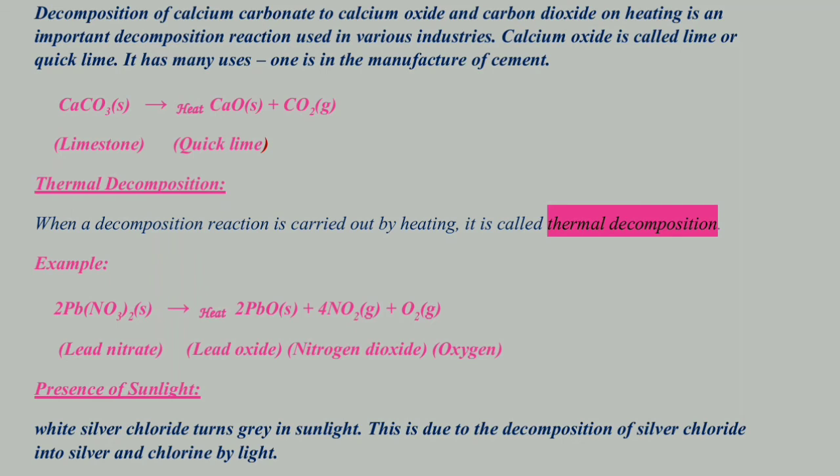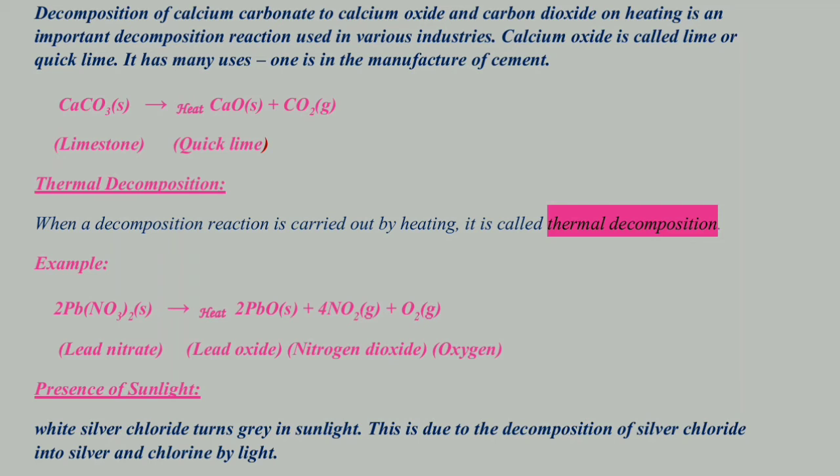Now there is an important point, thermal decomposition. When a decomposition reaction is carried out by heating, it is called thermal decomposition. For example, 2Pb(NO3)2 in the solid form, in the presence of heat, gives 2PbO, which is lead oxide, plus 4NO2, which is nitrogen dioxide, plus O2, oxygen. So the decomposition of lead nitrate gives lead oxide, nitrogen dioxide and oxygen.